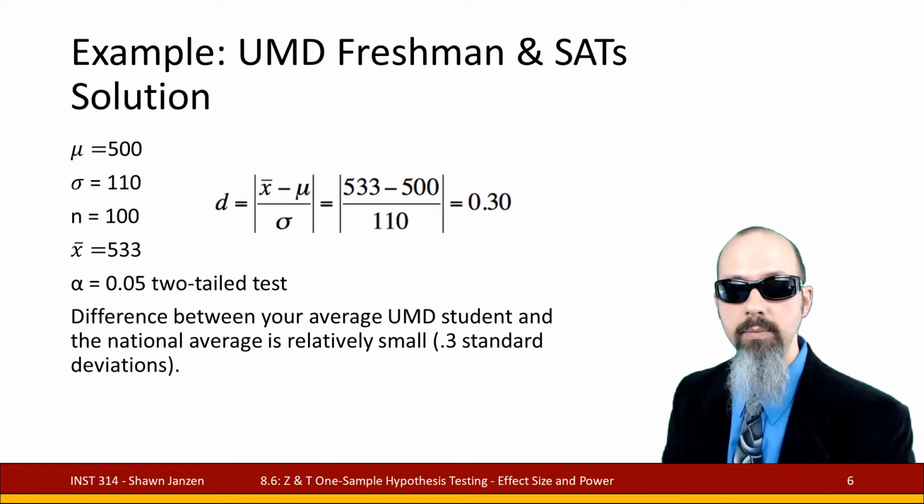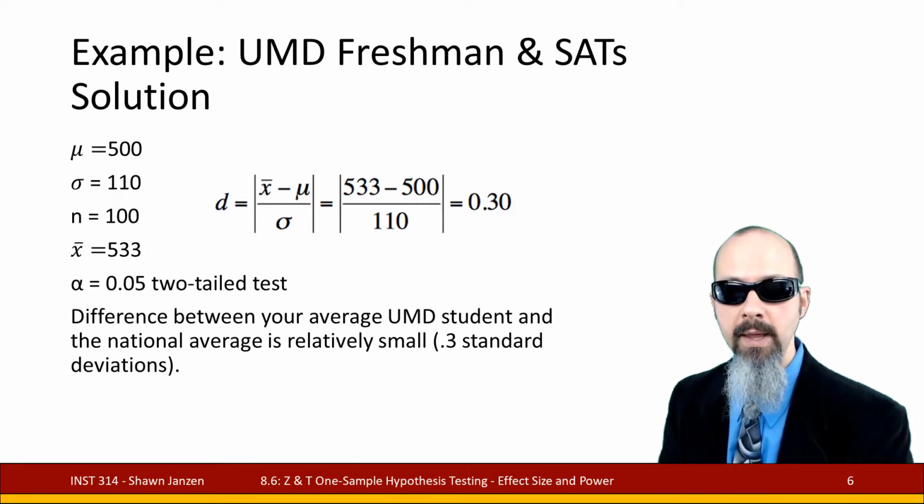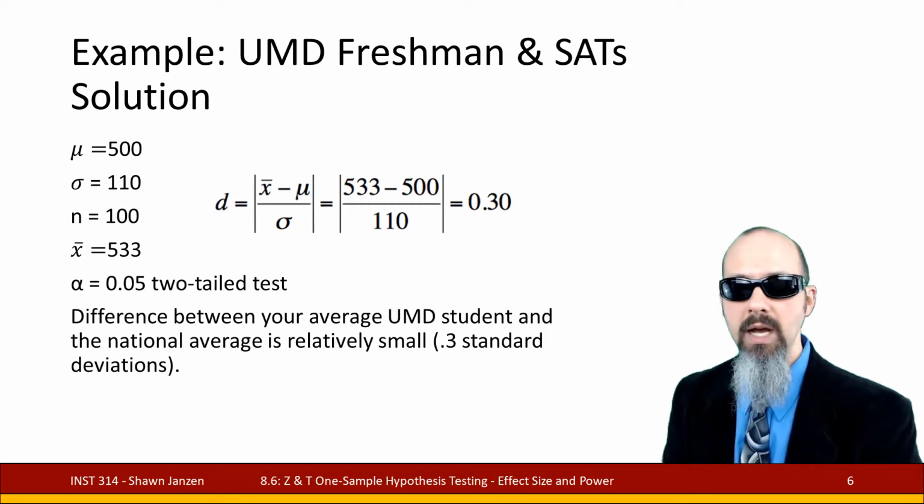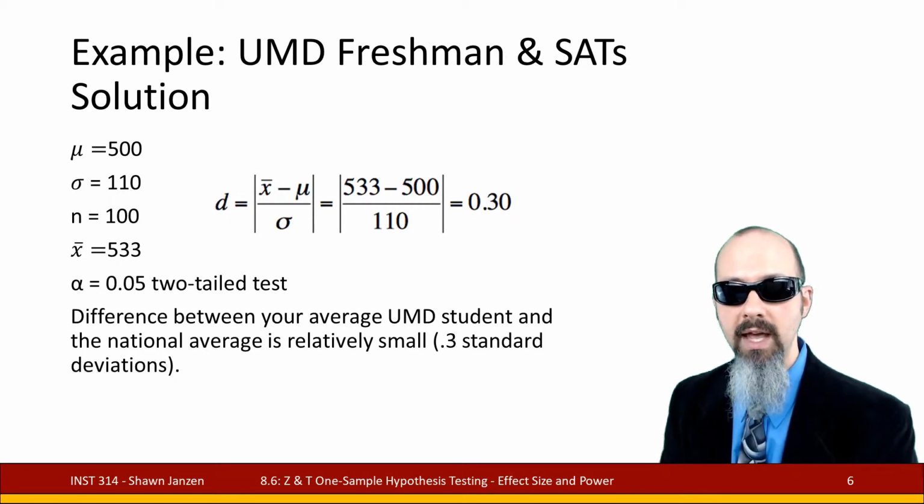Let's plug this into a by-hand Cohen's d. We have the mu of 500, the nation's average for the SATs. Our sigma was 110, the nation's standard deviation for those test scores. Our sample size is 100. X bar was our sample SAT score from the freshmen, and we're going to do an alpha two-tailed test. We plug this in, and note, I don't really need alpha or the n value when we're doing this. We only need x bar, mu, and sigma.